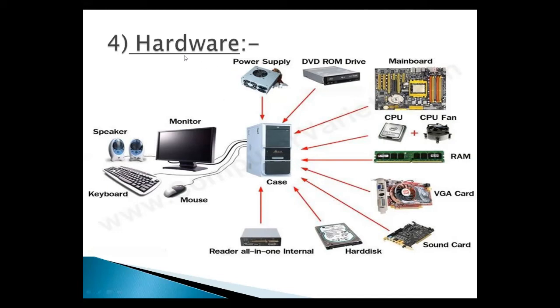All are hardware. First one is power supply, DVD-ROM drive, motherboard, also called the main board, and CPU, abbreviation for central processing unit, plus fan, and RAM, random access memory, VGA card, visual graphics card, and sound card, hard disk, and writer, all in one internal. Mouse, keyboard, speaker, and monitor. These all things are hardware.